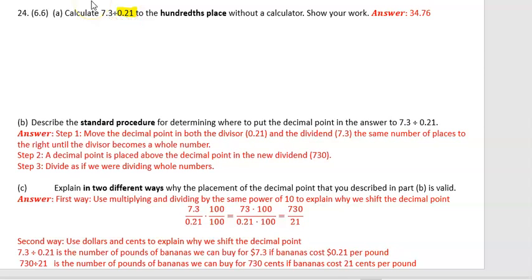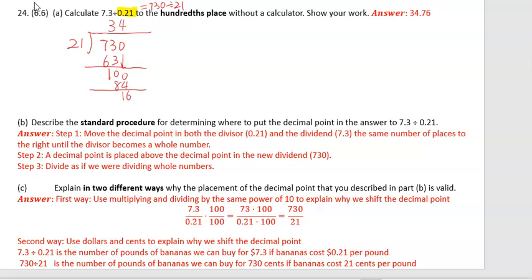After the first step, we're going to start to do long division. After we move the decimal points, we get 730 divided by 21. So long division again. First, 21 goes into 73 3 times, and 21 times 3 gives us 63. Subtracting, we have 10, and bring down the 0. 21 goes into 100 4 times, and 21 times 4 is 84, and then we have 16 remainder.